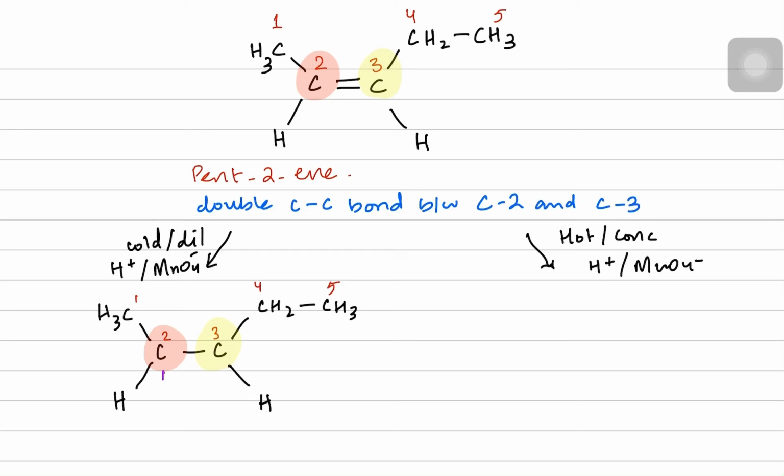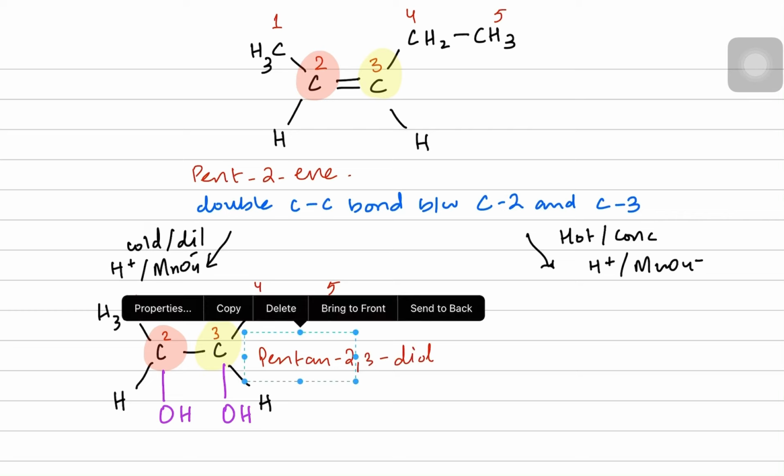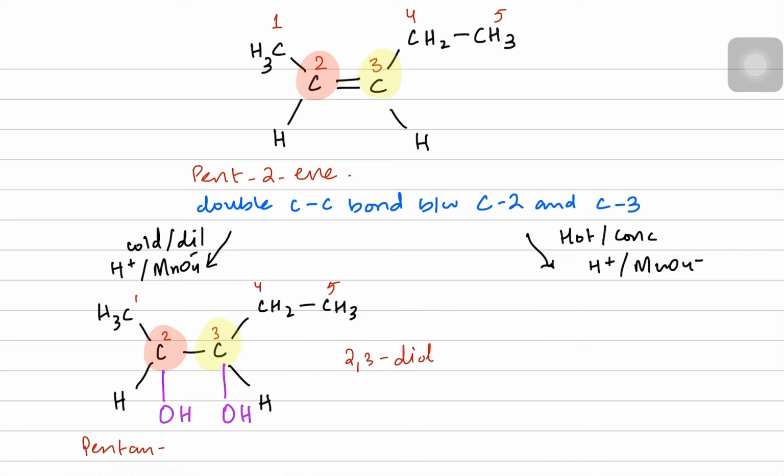You attach hydroxyl groups on both carbons which had the double bond. Now it is again a diol. It's a pentanol, so the name becomes pentane-2,3-diol. That is the name. Let's move the name over here: pentane-2,3-diol.